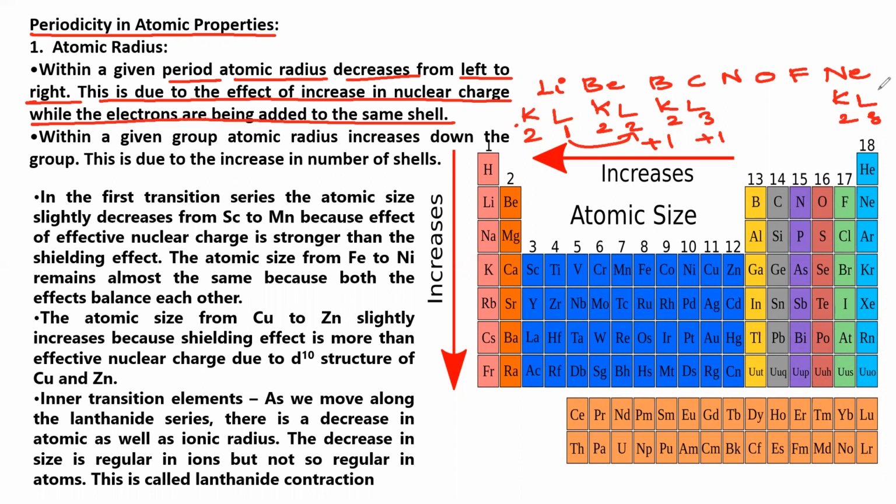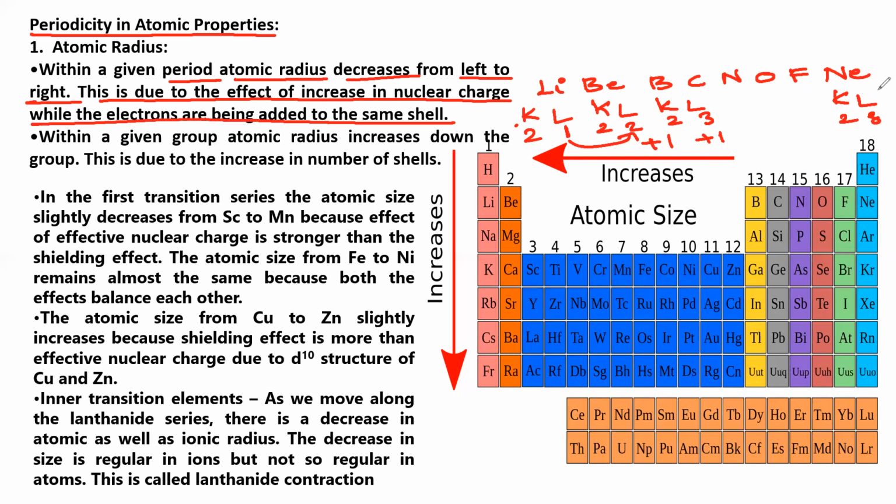As the atomic number increases, the nuclear charge also increases. This is the effect of increasing nuclear charge while the electrons are being added to the same shell. So due to this reason, what happens? The atomic radius decreases from left to right. I hope it is clear. So, a very important point: the atomic radius decreases from left to right in a period. In all the periods, of which we have a total of 7, the atomic radius always decreases from left to right.